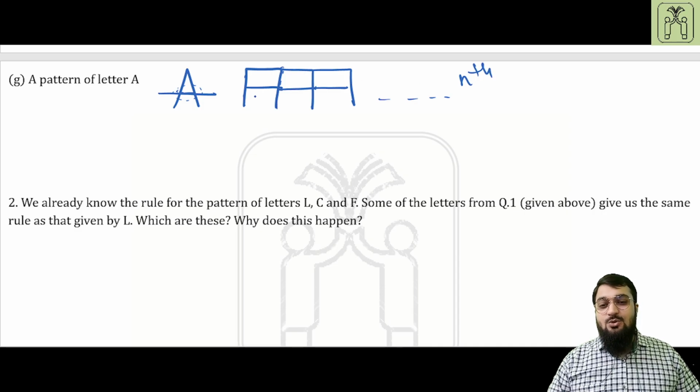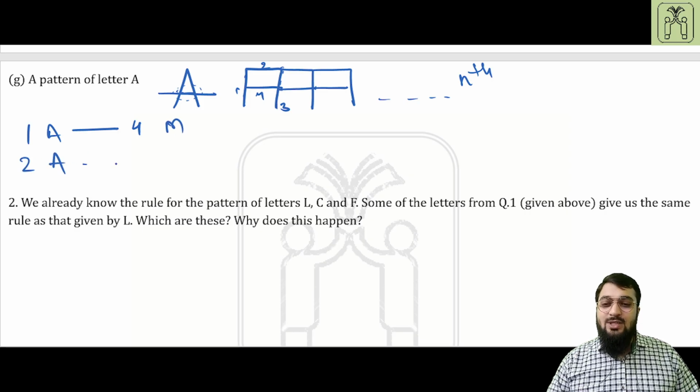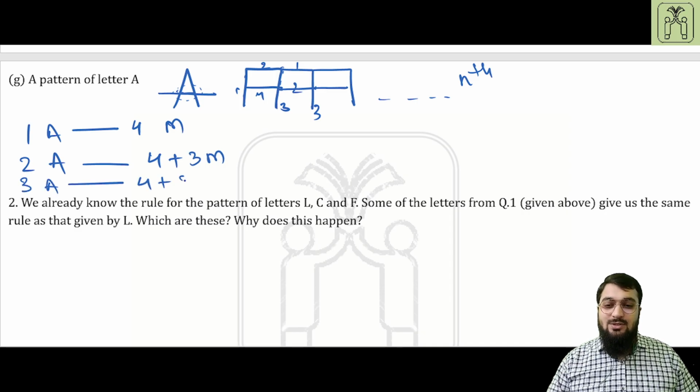and so on will be the nth A. So what do we see in 1A? With 1A we see that 1, 2, 3 and 4 matchsticks are used. So that can be written as 4. What do we see in 2A? We see that it has 1, 2, 3 matchsticks extra. So that will be 4 plus 3. What do we see in 3A? We see that it is 4 plus 3 plus 3 matchsticks, because 1, 2 and 3.